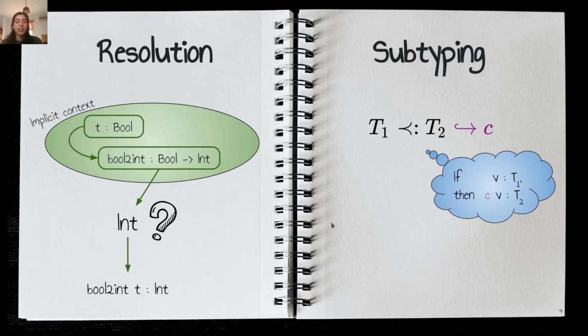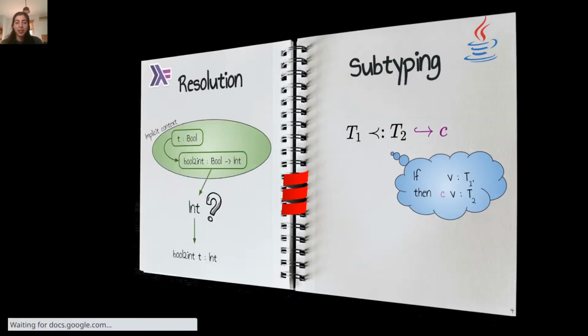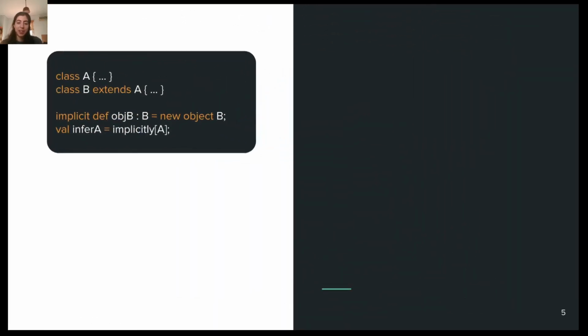There are languages that support only one of the two features. For example, Haskell has type class resolution but not subtyping, and Java supports class inheritance but doesn't do the kind of resolution shown here. And although resolution and subtyping have been studied separately in the literature, there are languages like Scala that support both features in a way that they interact. Here is a simple example of the interaction.